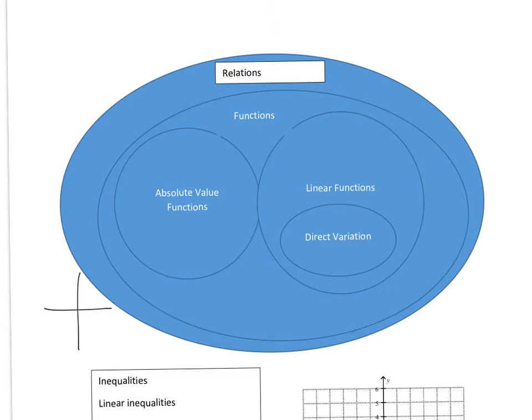So the vertical line test means that if you draw an imaginary vertical line through every single part of the graph, it's only going to cross an x once. So yes, this is a function. Whereas if I had a graph like a sideways parabola, this would not be a function because the x would have two different y values. This is not a function.